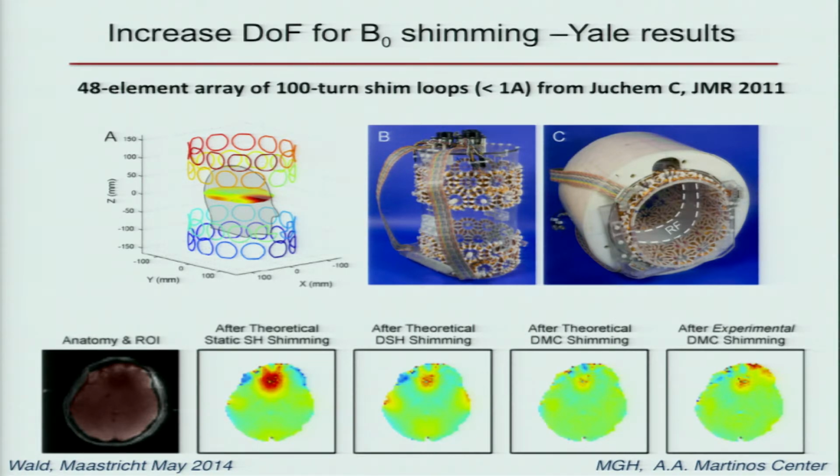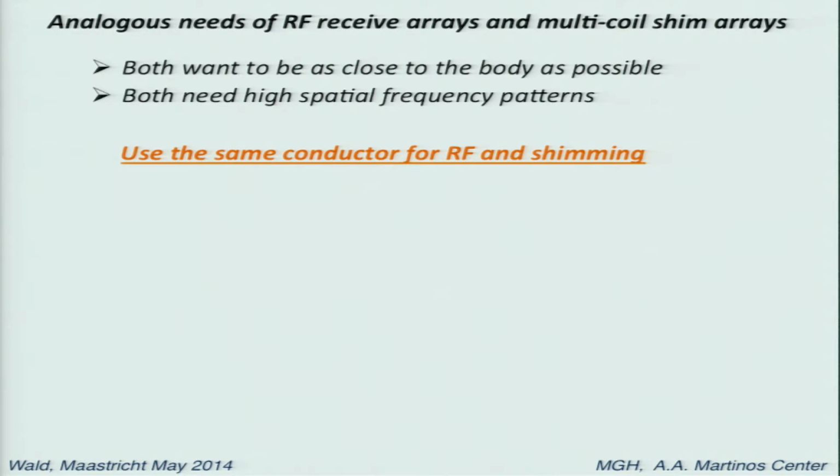That's simply not enough. And so we thought, well, these little shim loops want to be as close to the body as possible, just like the RF loops. And they both need to be small and close to get high spatial frequency patterns. The RF coil so it can reconstruct highly accelerated images, and the shim coil so that it can cancel very local shimming problems. They both want the same things. Why not make them one and the same? Why not use the same conductor for the RF coil and for the shim loops?